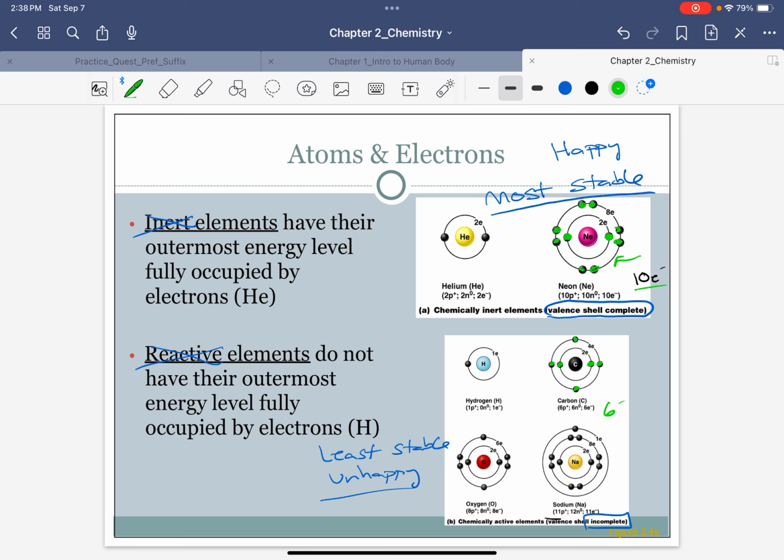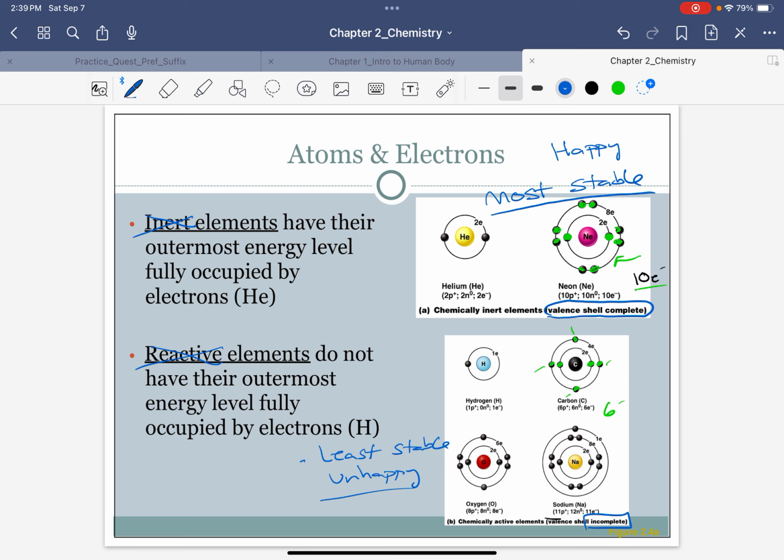However, is that valence shell full? The valence shell has 1, 2, 3, 4 electrons. The valence shell has 4 electrons. What is the maximum number it can hold? 8. So it is not full. Therefore, this would be considered a least stable or an unhappier atom.